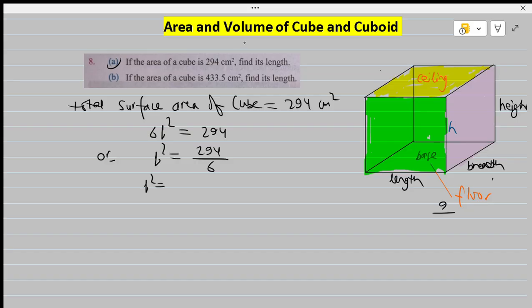So L square equals 294 by 6. 6 4s are 24, so 5, 5 4s are 54, 6 9s are 54. So L square equals 49 we got, and 49 is a square number, which is the square of 7. As squares are equal, their bases will be equal, so therefore we get L equal to 7. So that is the length of the cube. And the same way you can do number B yourself. Now go with number 9.